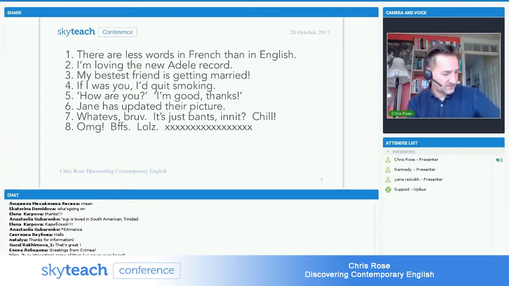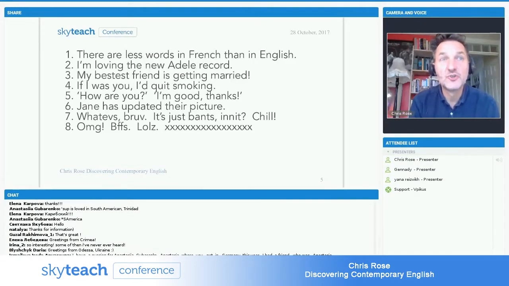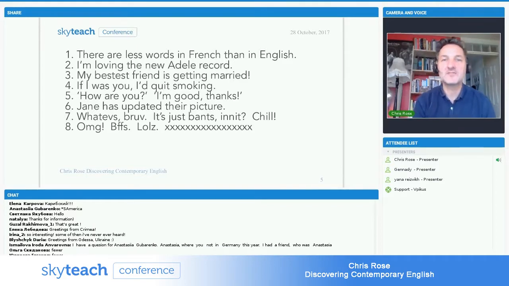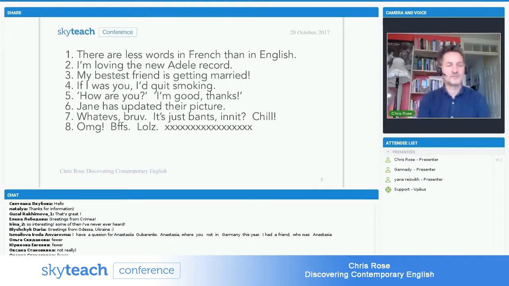Let's have a look at this first sentence. There are less words in French than in English. Do you think that's a good sentence? Do we like this? If your students came out with that sentence, would you be happy? Would you be pleased? Would you give them a big tick? Or would you put a red underlining under something?